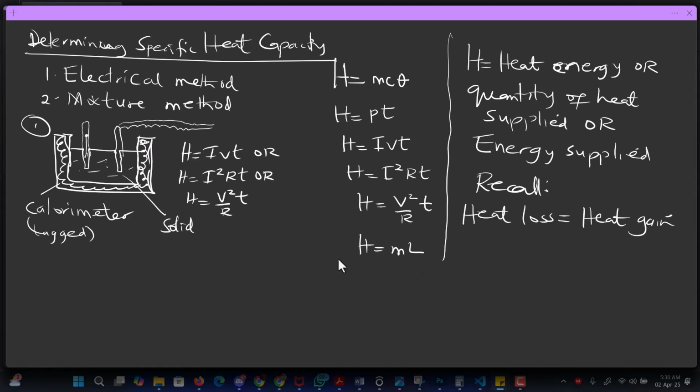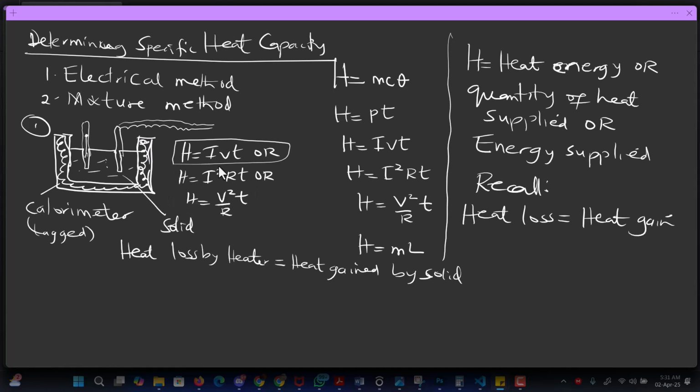So remember the formula as I told you before: heat lost by the heater is equal to heat gained by the solid substance. This method also works for liquids as well. So since heat lost by the heater is equal to heat gained by the solid, what is the formula for heat from the heater? I gave you the formula as IVT, I squared RT, or V squared over RT. Any of these could be the formula, but basically we normally use the first one to do the explanation. But in some exams, you'll see where the others will appear. So for heat lost by the heater, I can just say IVT.